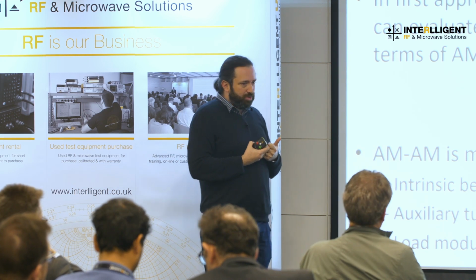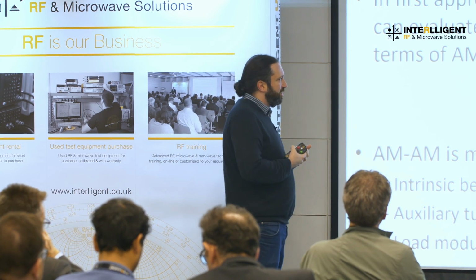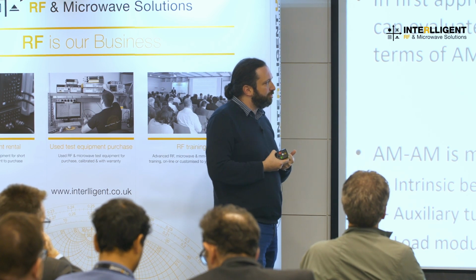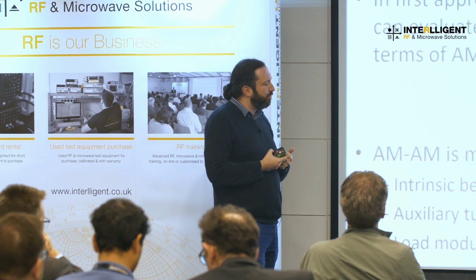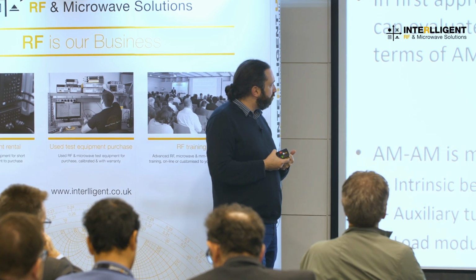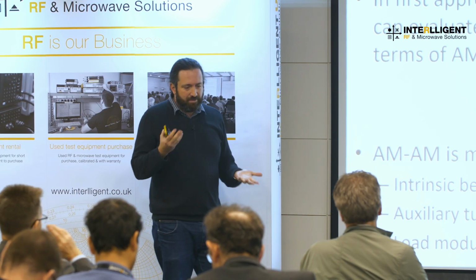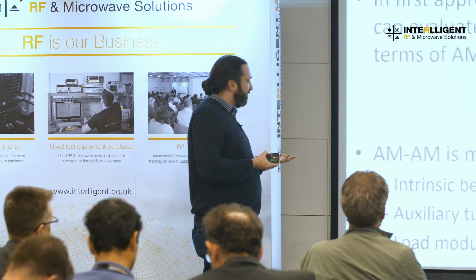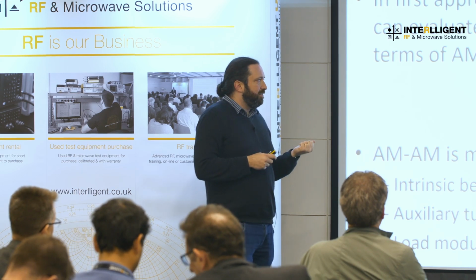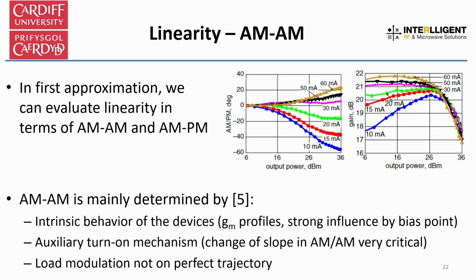So I was trying to understand what was going on. Why is linearizing this Doherty amplifier more difficult? So we started doing a bit of work on these. First approximation, linearity, we can divide it between IM and IM-PM. In terms of IM, the main contribution is the device itself. Okay, so the different devices, different epi layers, different fabrications, they will respond in different ways.